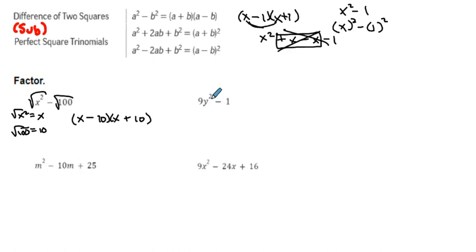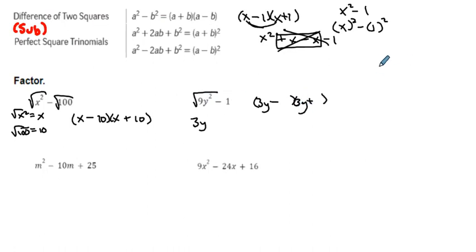In this other one, we're going to do the same thing. We're going to have two factors, a minus and a plus. It doesn't matter what order you do it in. Let's take the square root of this. The square root of 9 is 3, and the square root of y squared is y. So we're going to have 3y for both of these. Hopefully you recognize that 9 is a square number.